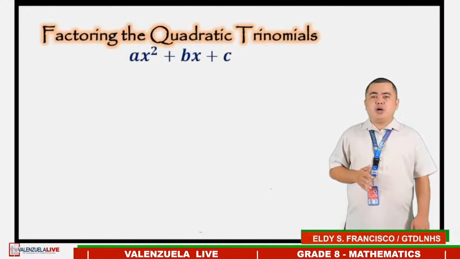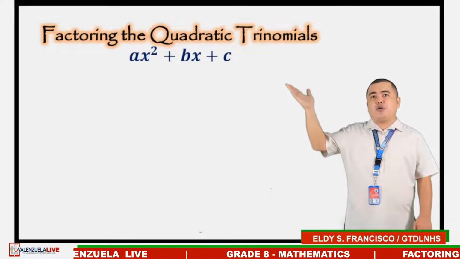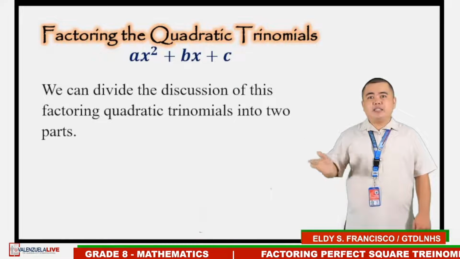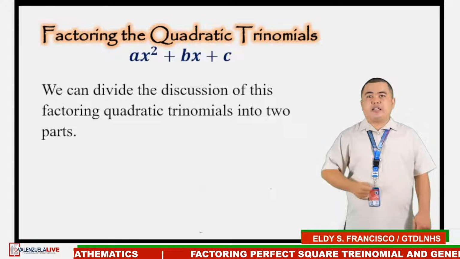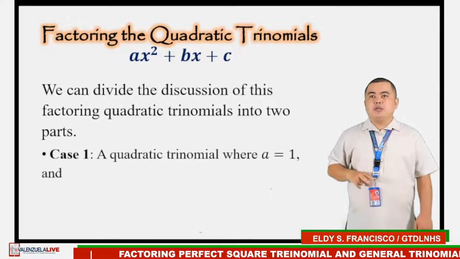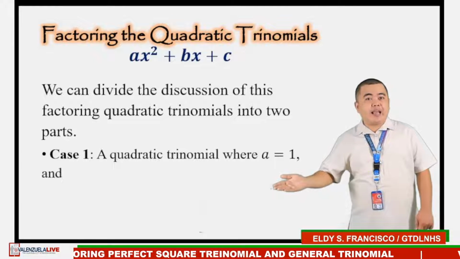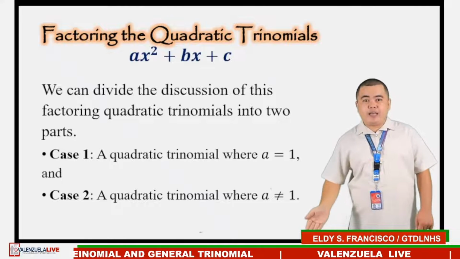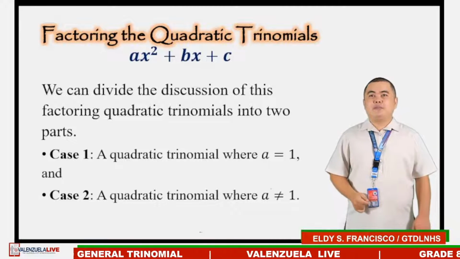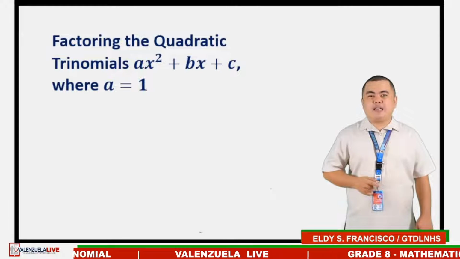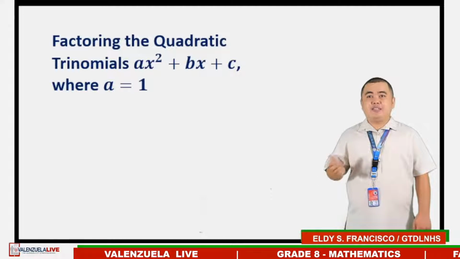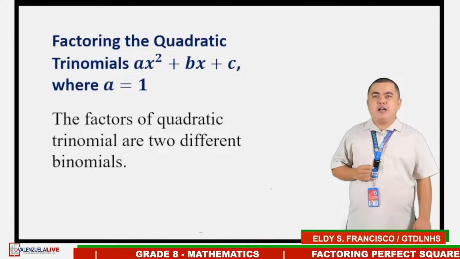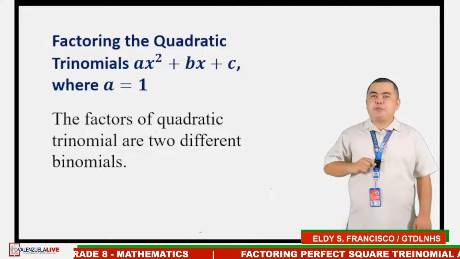Moving on, we are going to factor quadratic trinomials in the form ax squared plus bx plus c. We can divide the discussion of factoring quadratic trinomials into 2 parts. Case 1, a quadratic trinomial where a is equal to 1. And case 2, a quadratic trinomial where a is not equal to 1. Let us proceed in factoring quadratic trinomials where a is equal to 1. The factors of a quadratic trinomial are 2 different binomials.